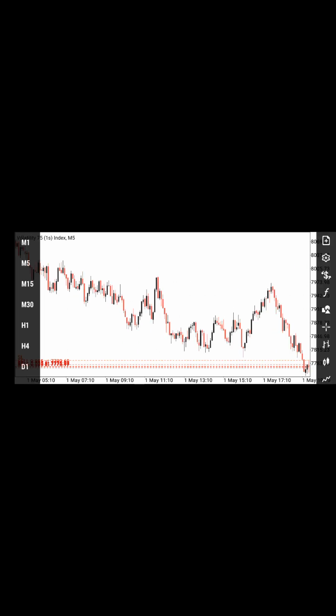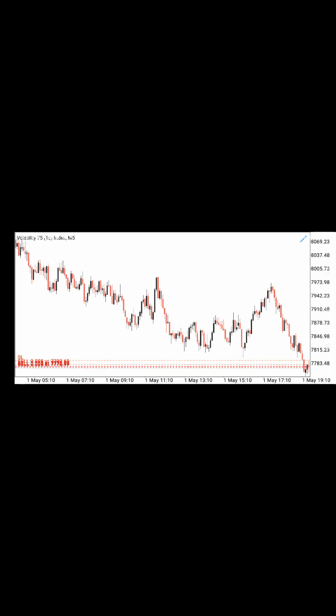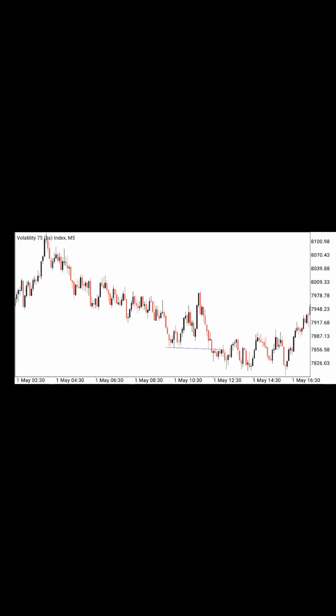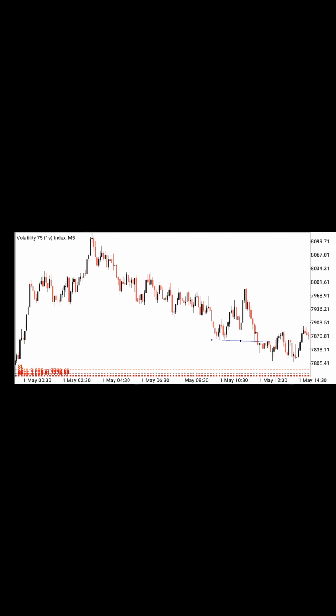So now I have this break in market structure here. After this break in market structure, this confirms my sell. Okay, let me start from here. I have this break in market structure. This is my break in market structure. After this break in market structure, this low is not confirmed yet.